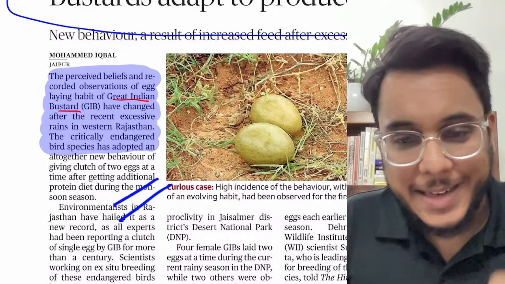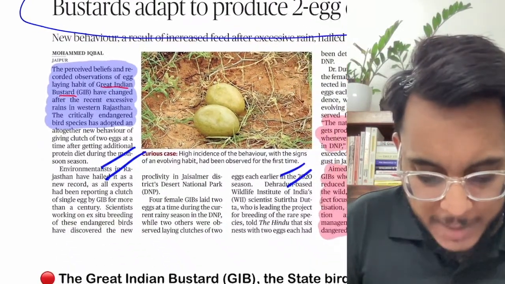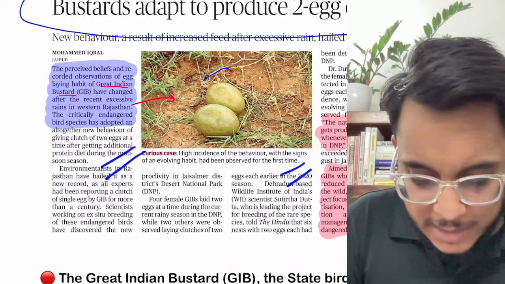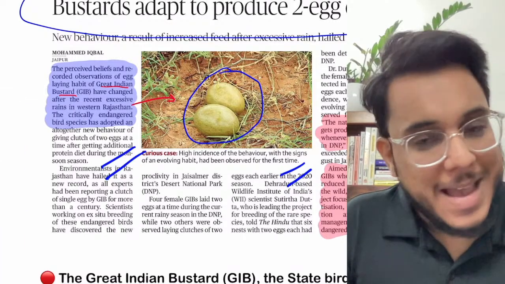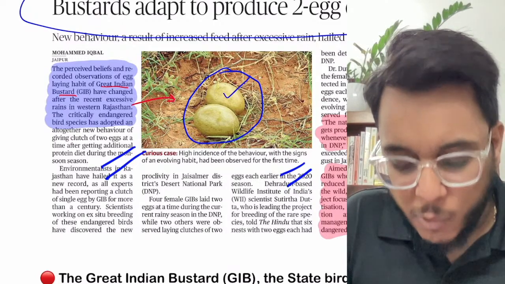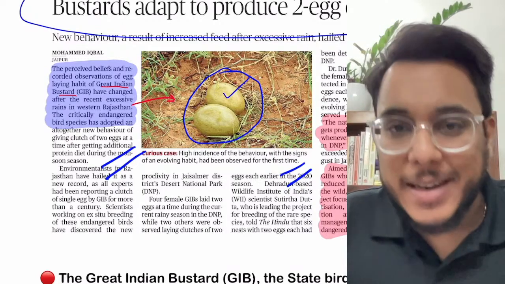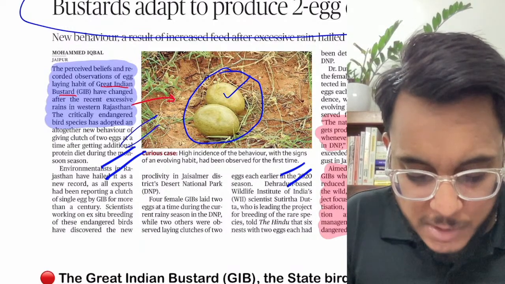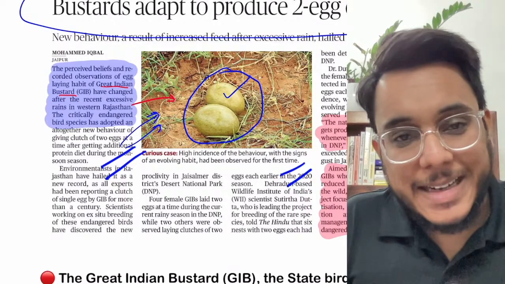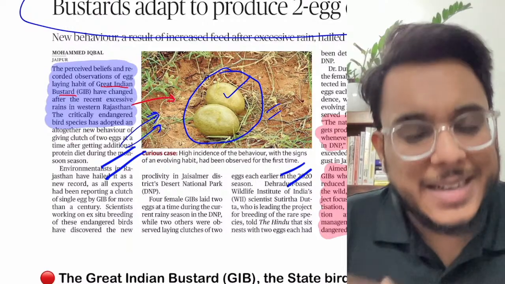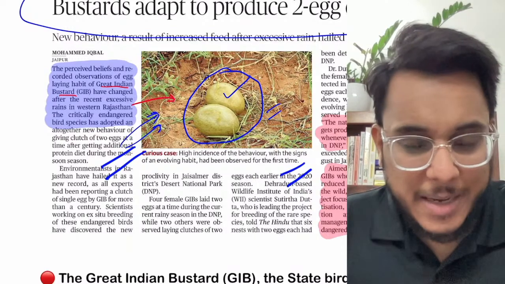Okay, I'll tell you about the Great Indian Bustard in a minute. So guys, what has happened? It has been observed that the Great Indian Bustards are now laying 2 eggs at a time. In the past, it was always believed that the Great Indian Bustards lay 1 egg at a time. Though in some rare circumstances it was observed that they laid 2 eggs, now it has been observed that most of the Great Indian Bustards in the present times are laying 2 eggs. Okay, so we'll understand why this is happening in just a minute.